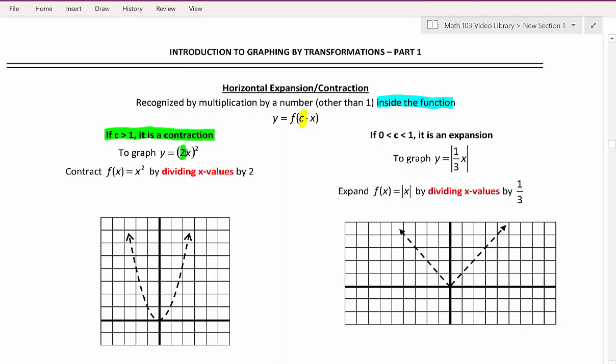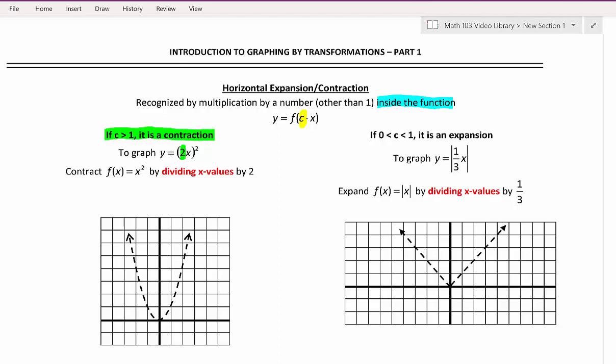So if we want to graph y equals the quantity 2x squared, we're actually going to be contracting the parent function f of x equals x squared by dividing the x values by 2. I know, it's multiplication by 2, so you would think you would multiply the x values by 2. But since it's happening inside the function, you're going to do the opposite. We saw that with the horizontal shift. When it was plus, we went to the left, and when it was minus, we went to the right. So here again, we're doing the opposite of what the operation indicates.